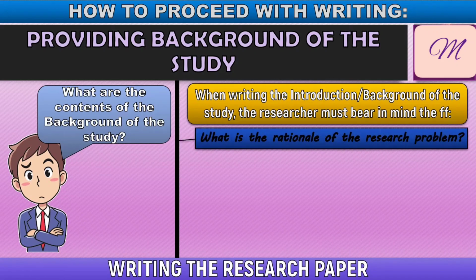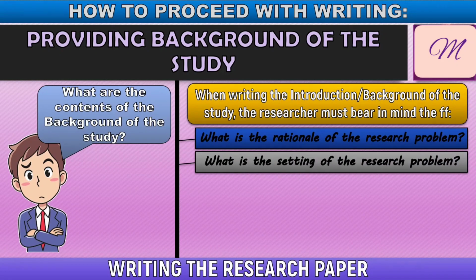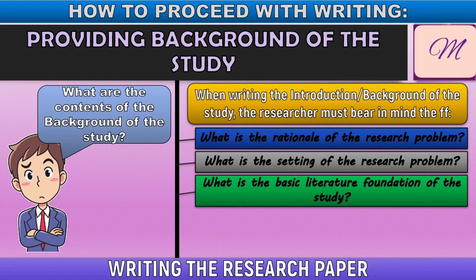First, what is the rationale of the research problem? When we say rationale of the research problem, it simply aims to answer the question why. Why are you conducting this study in the first place? Next, what is the setting of a research problem? Identifying the setting of the research problem would help the researcher explain the context or the content of the study.